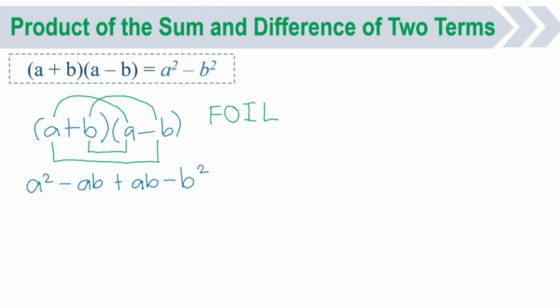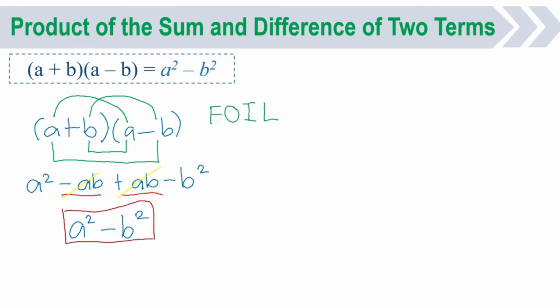Then after that, you have to combine the like terms. Our like terms here are negative ab and positive ab. They have different signs, so you have to subtract them. ab minus ab will give us 0. So we may just cancel it out since it's already 0. Now we only have a squared and then negative b squared. And this is already the final answer.